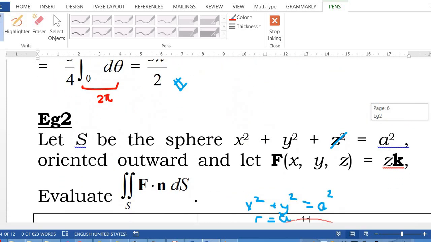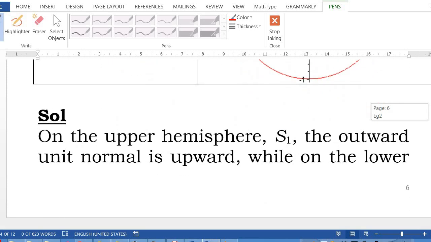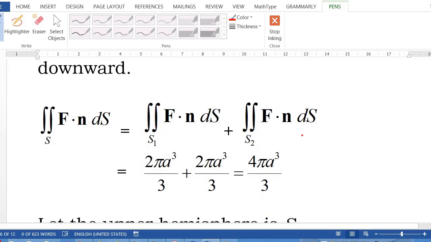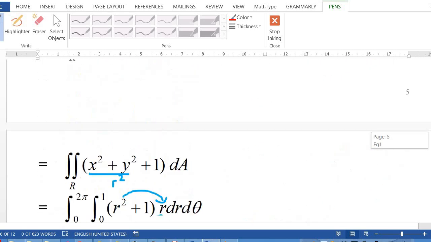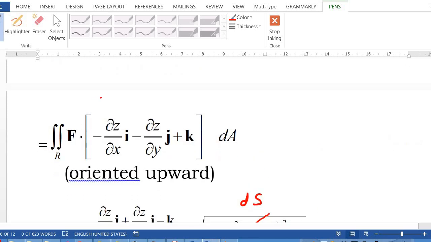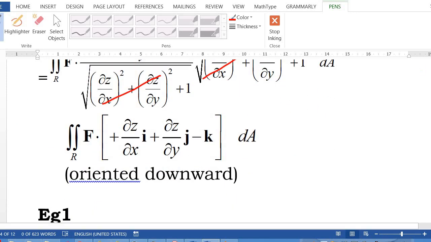Okay, and for the sphere, the second example, we have 2 different unit normal vectors. On the upper hemisphere, the unit normal vector is upward. On the lower hemisphere, the unit normal vector is downward. So you have to break the surface into S1 and S2, and that means you will use these 2 formulas. For S1 you have this formula, for S2 another formula, and combine them.